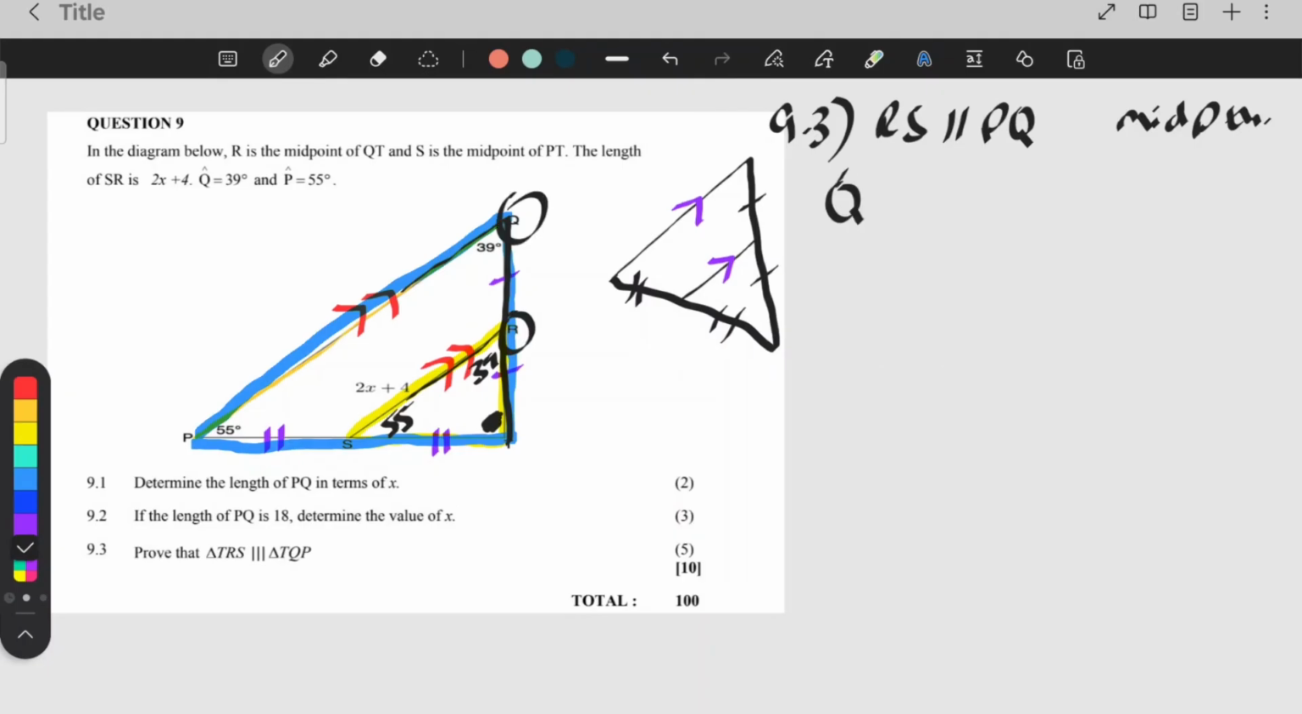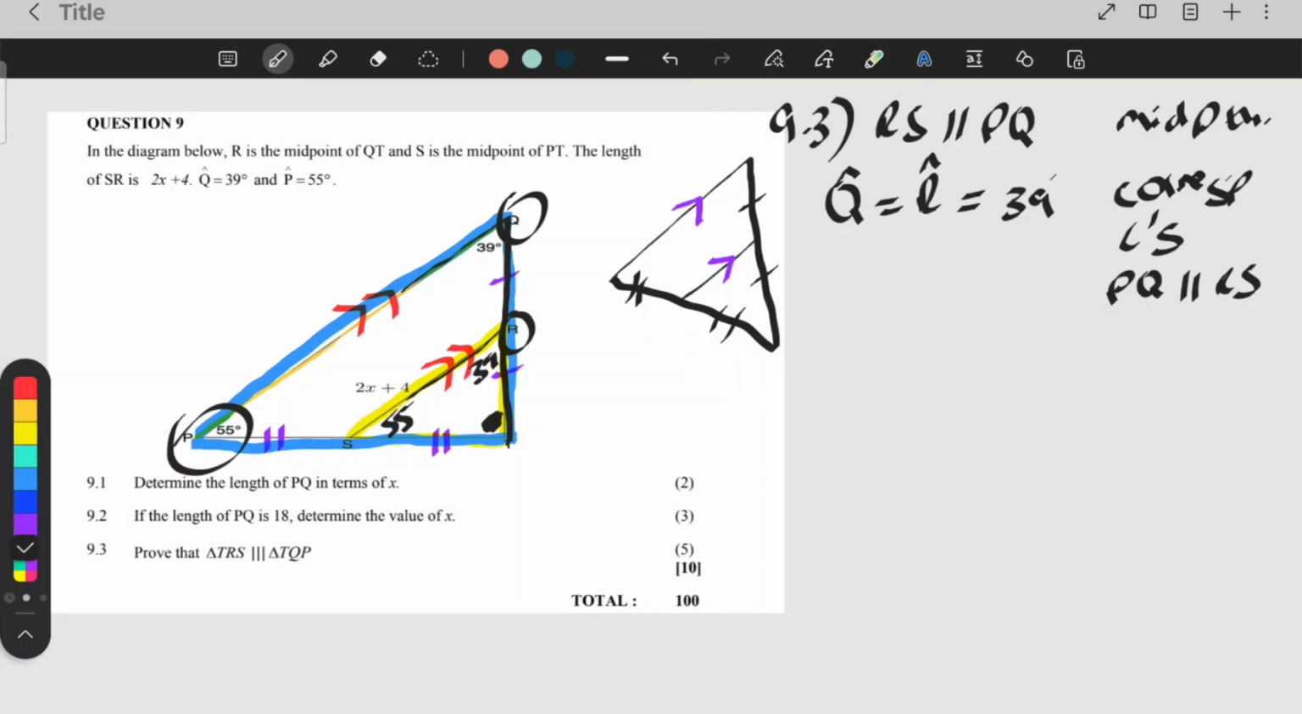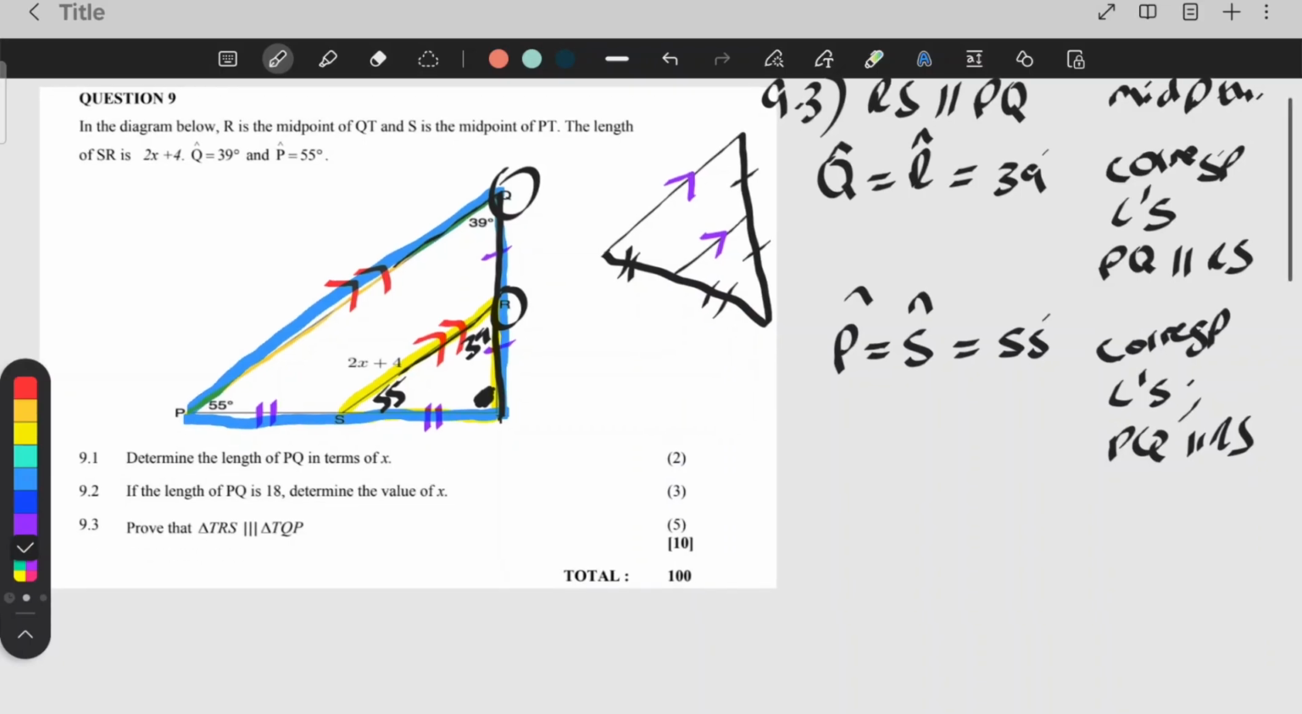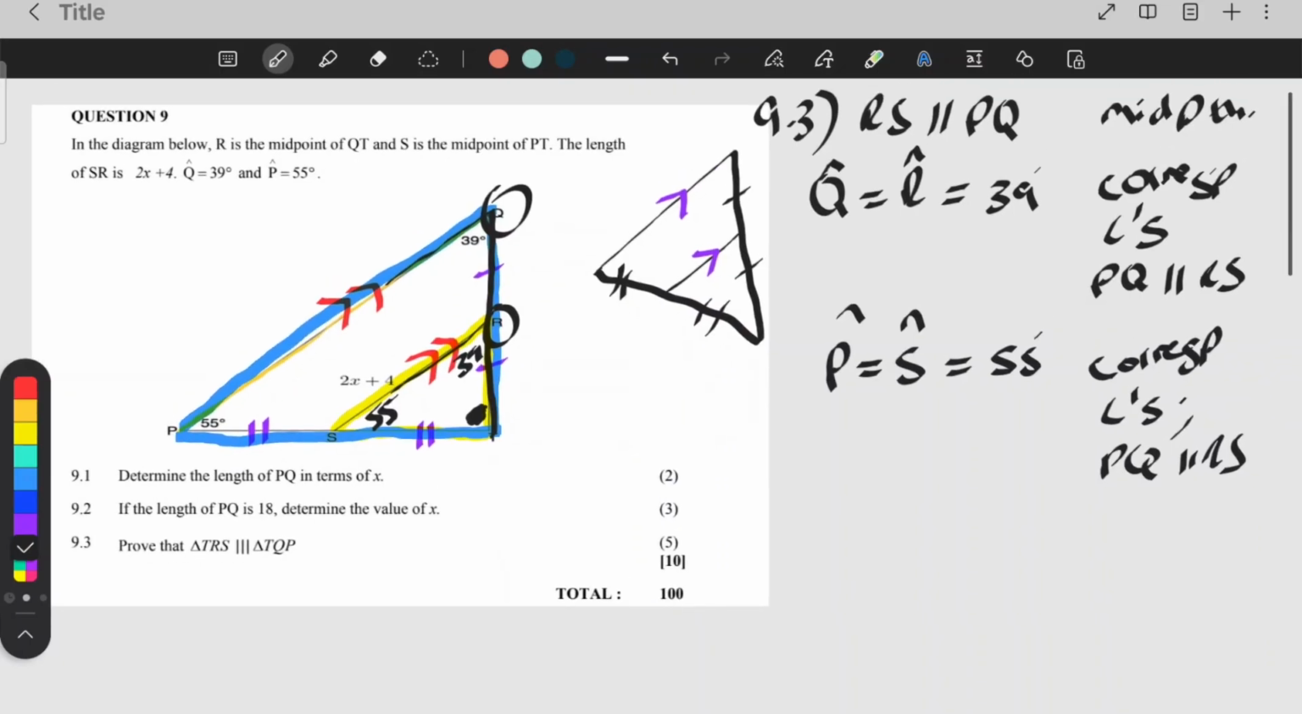I'm going to start with angle Q is equal to angle R. Both of them are 39. And the reason is corresponding angles, PQ is parallel to RS. Then we have angle P is equal to angle S over there. So you write that down. P is equal to S. Both of them are 55. And the reason is corresponding angles, PQ is parallel to RS.